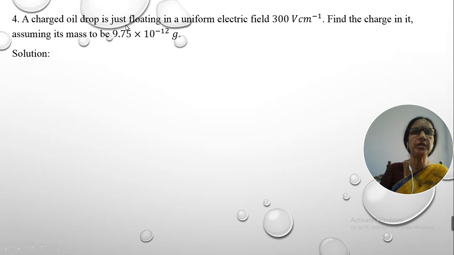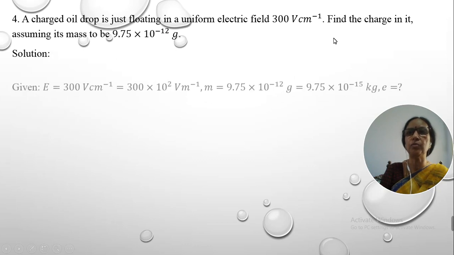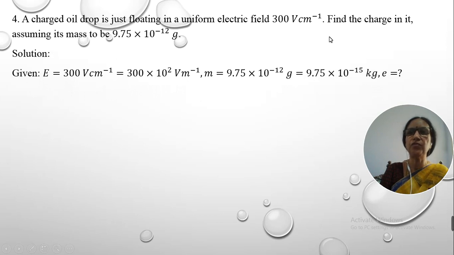A charged oil drop is just floating in a uniform electric field. The electric field is given again, but it is given per centimeter. We need to substitute the value per meter here. While solving the problem we have to write it in terms of meter. Find the charge on it. Charge is to be determined and the mass is given again. It is a similar type of problem, and here it is converted now: 300 into 10 raised to plus 2, because it is in the denominator. Per centimeter means the centimeter conversion is required in the denominator, so 10 raised to minus 2 we have to write in the denominator. If it comes to the numerator, it will be 10 raised to 2 here.